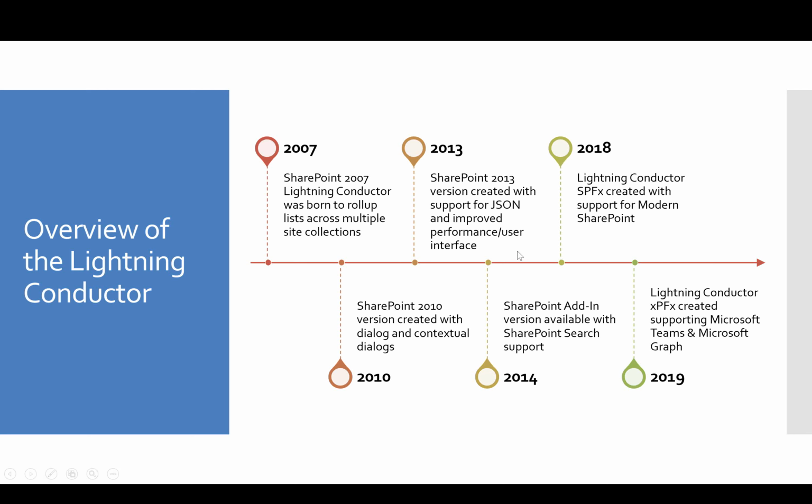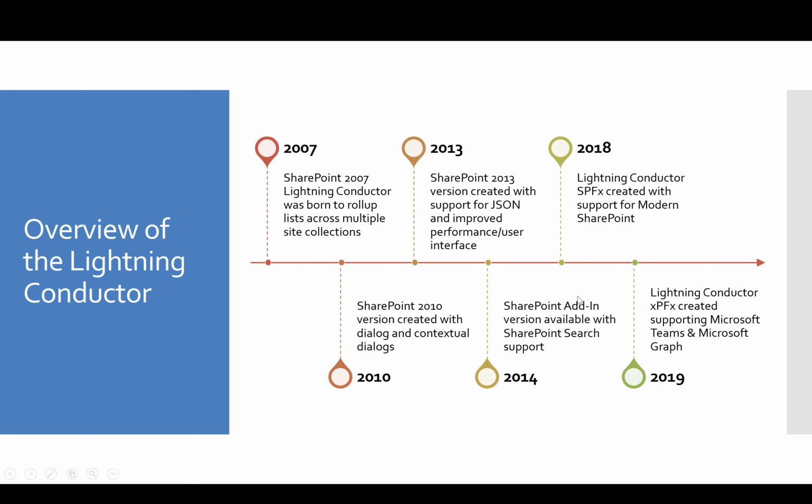2013 we launched with the ability to customize via JSON if you wanted to, and that allowed us to also introduce our own JSON views. So we had things like a calendar view built into the product. And we were one of the first products within the App Store. So when the App Store launched back in 2014, there were just 10 apps, and we had 2 of them. One of them was the Lightning Conductor, and that allowed you to use search inside SharePoint Online to aggregate content across site collections. So those are still supported.